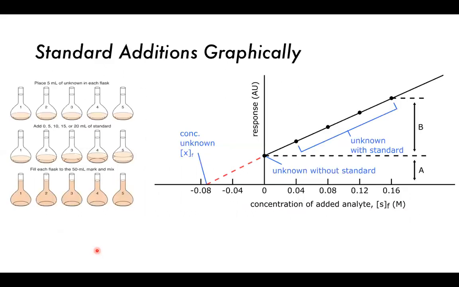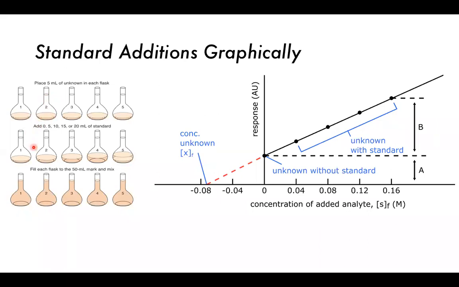So let's see an example of how that's done graphically. So here we have 5 flasks, each filled with 5 milliliters of our unknown sample. So say this could be our river water. Say we collected 500 milliliters of river water, and we would place 5 milliliters in each one of these 25 or 50 milliliter volumetric flasks. So you can see they have a marking here, which is to their 50 milliliter volume. And so if you want to know more about volumetric flasks, check in a previous part of this course.